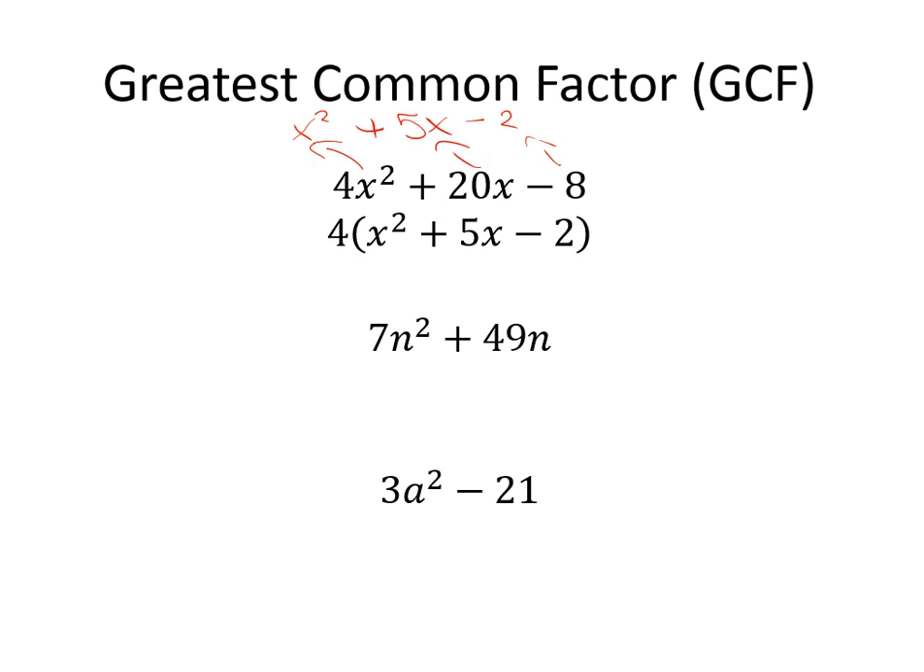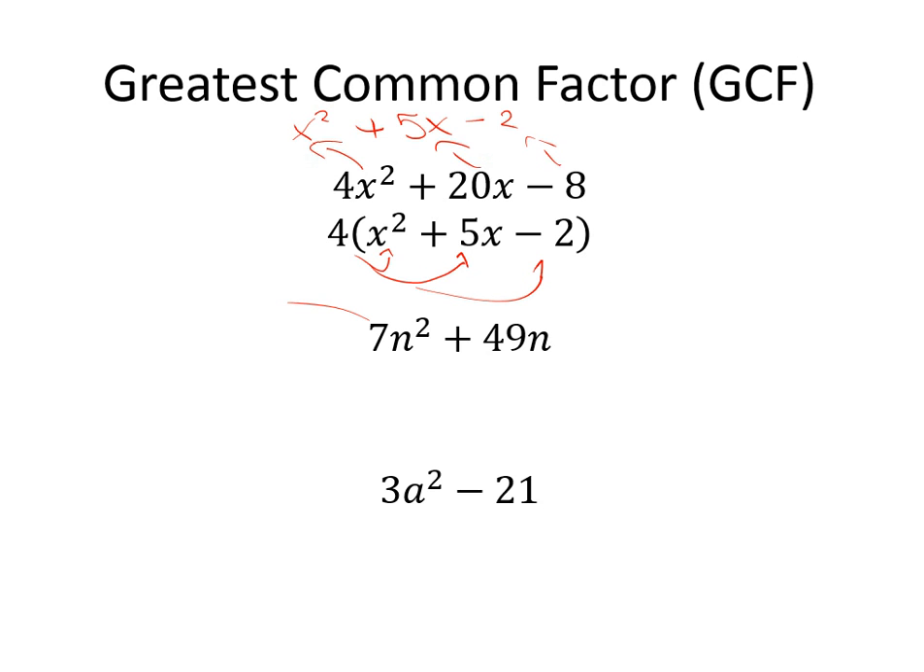And kind of what we're doing is working backwards from the distributive property. So to check, if you multiply the 4 into every single part, you should come back to your original problem.